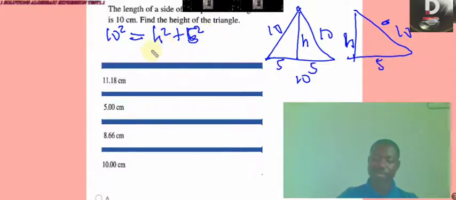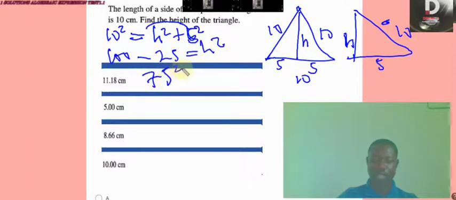Then group like terms. So we get 10 squared is 100. This one comes as subtraction, minus 25, equal to h squared. So we get 75 equal to h squared. You get it? So if you want h, you root both sides. This cancels that, but you don't cancel with your pen, this is for demonstration purposes. So h is equal to square root of 75.